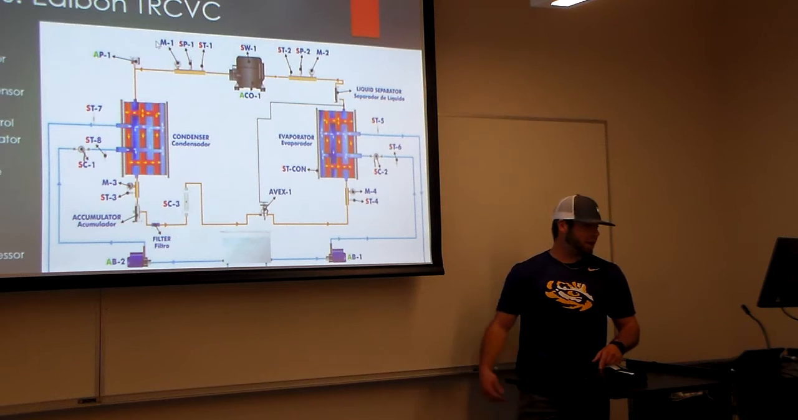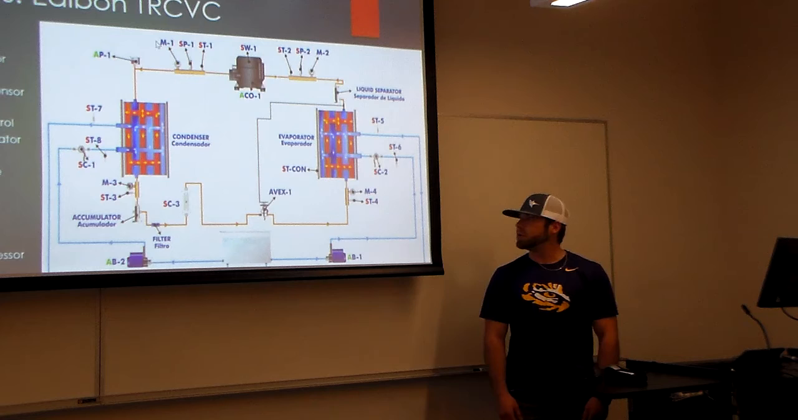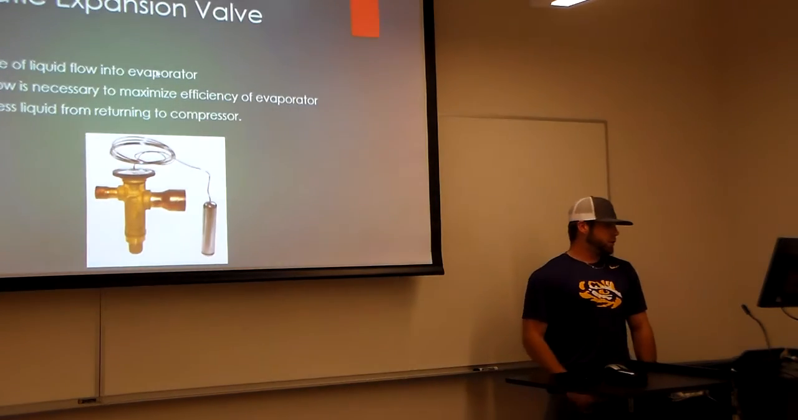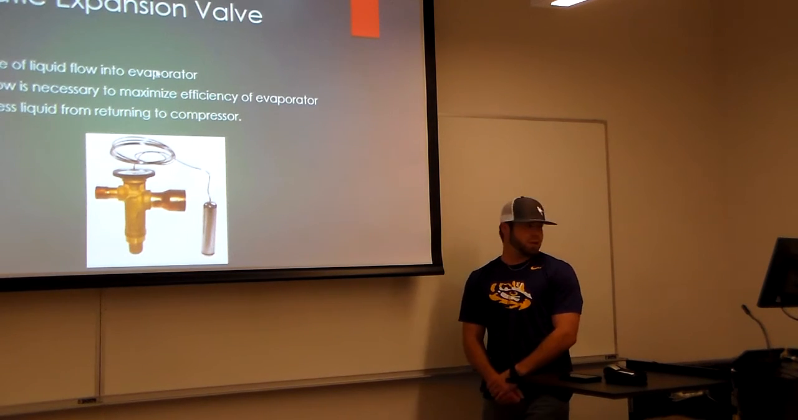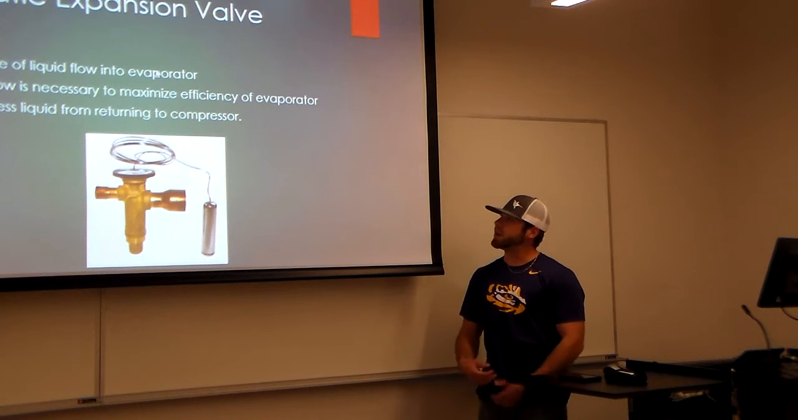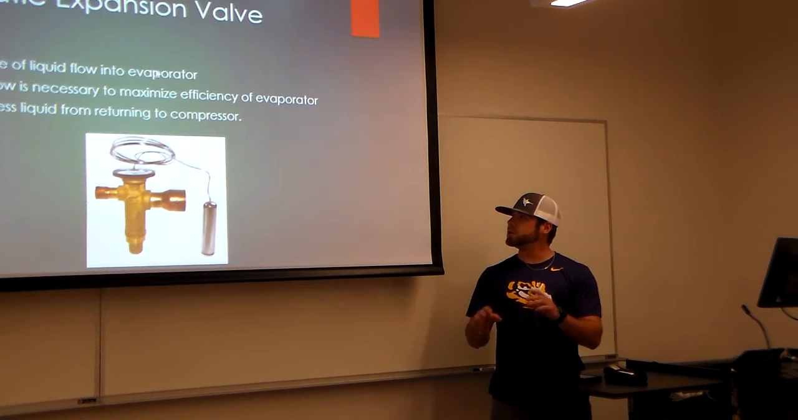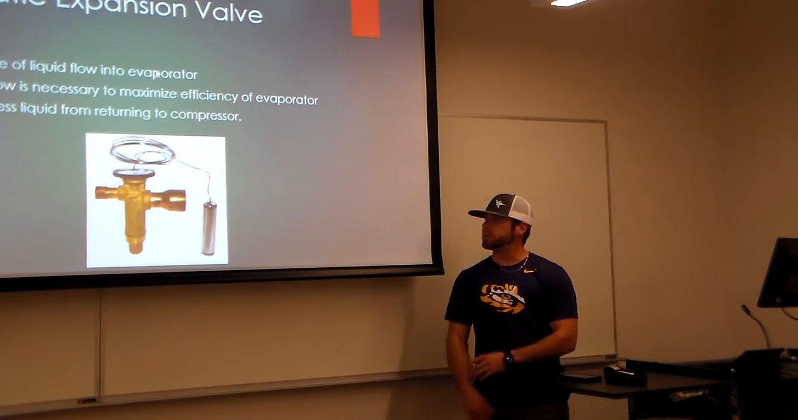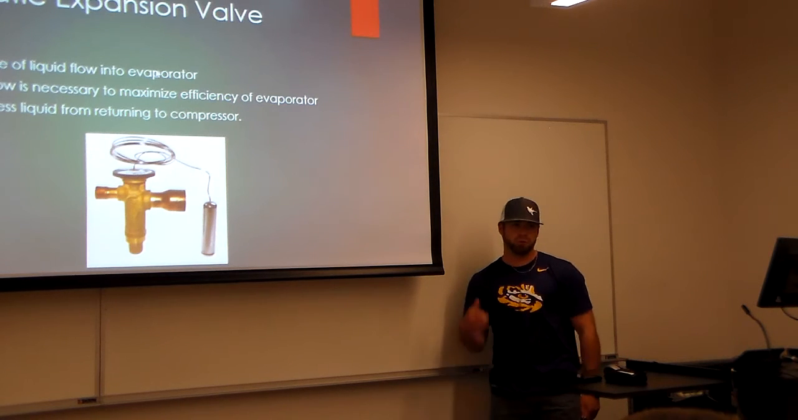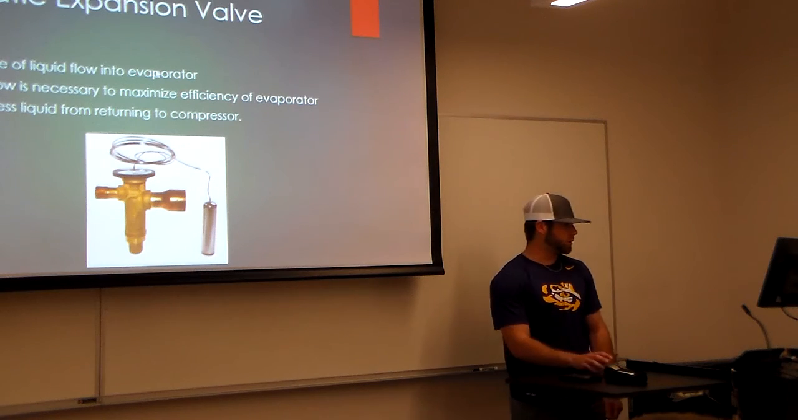So this at the bottom, that TXV, that is your expansion valve, which is something that we haven't really discussed a lot in classes yet. Your thermostatic expansion valve regulates the liquid flow into the evaporator. That is to maximize the efficiency of the evaporator, so it gets the vapor and liquid good, so once it goes in the evaporator, it makes it run very successfully and prevents excess liquid returning to the compressor, so no liquid can go backwards into the compressor, causing failures with the compressor.